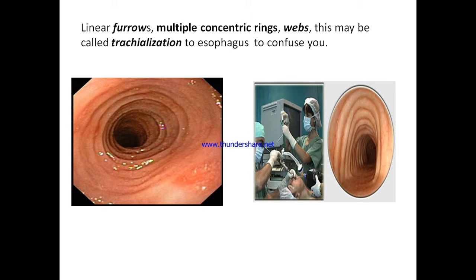Now these are the characteristic findings. It may be presented to you like linear furrows having multiple concentric rings or webs. Now this may be called trachealization of the esophagus to confuse you. Now let's compare. On the left side you have the esophagus that is having these multiple concentric rings. See, and on the right side you have the actual trachea. So you guys can compare and contrast this. Both the pictures look similar, so do not get confused if they tell you that this is having a trachealization.